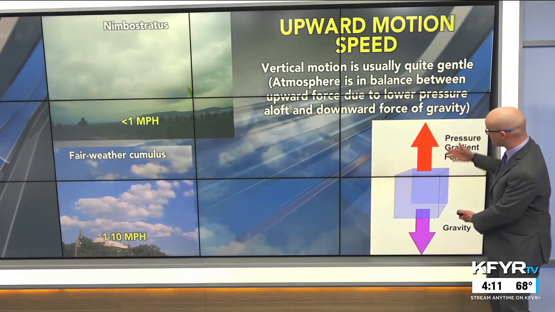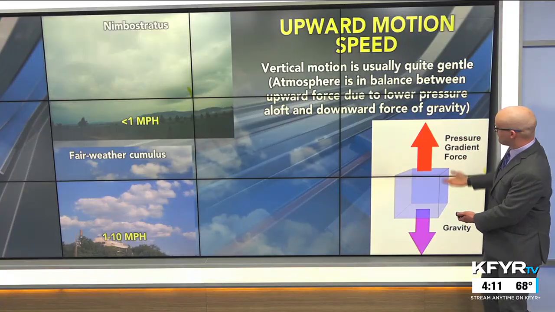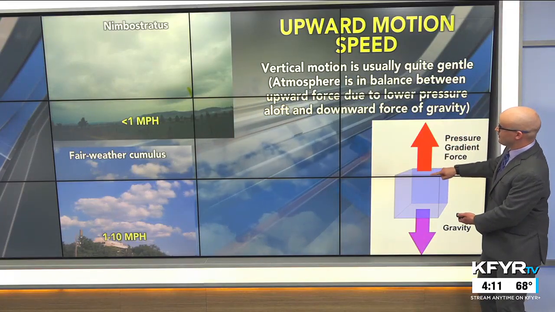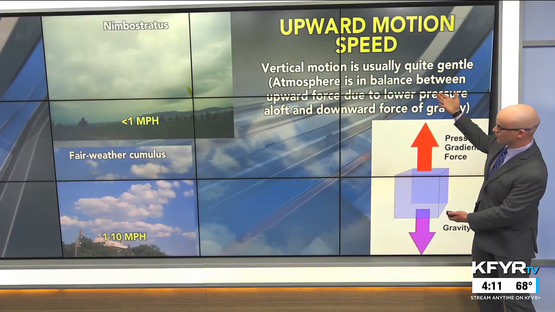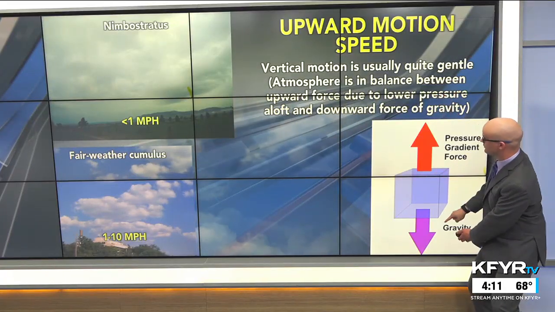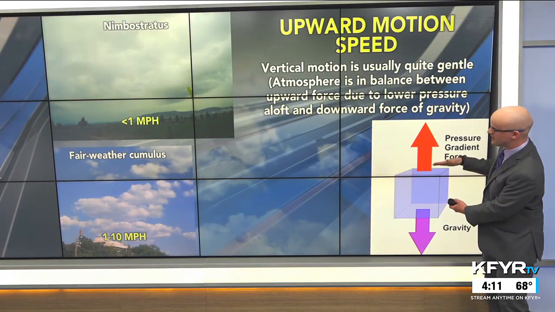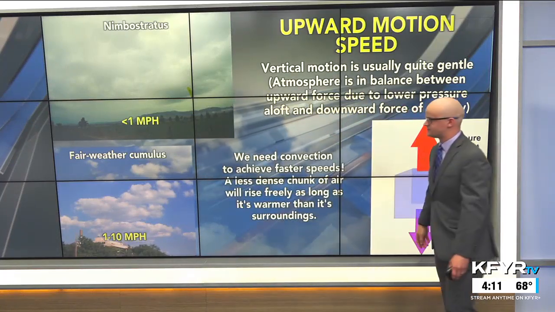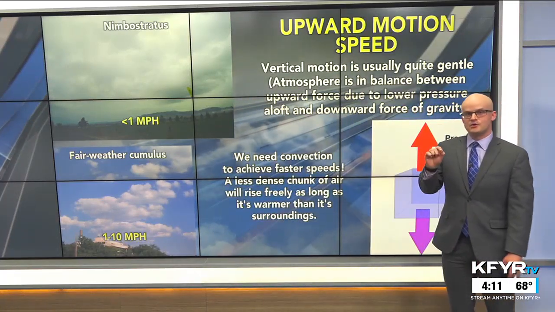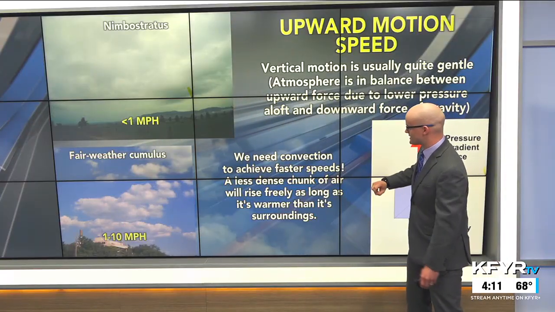It's kind of in balance between the upward force of the pressure gradient force, that is because of lower pressure aloft, and air wants to go towards those lower pressures, and the downward force of gravity. So it's usually in balance, and we usually don't have too fast of rising air in the atmosphere. But we can get that with convection to achieve those faster upward speeds.